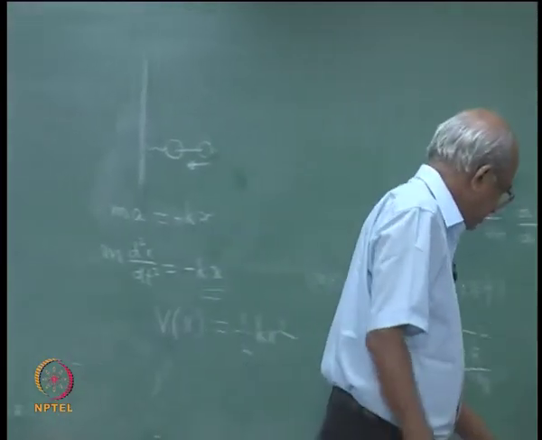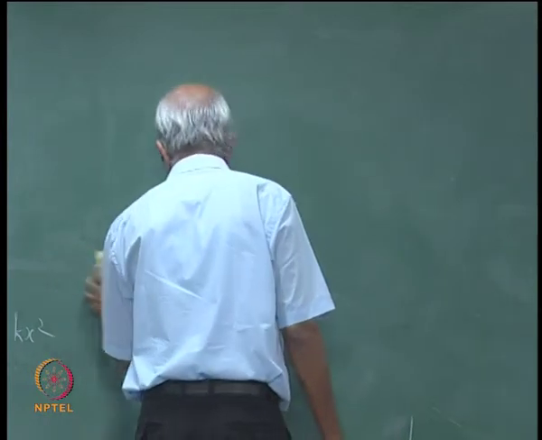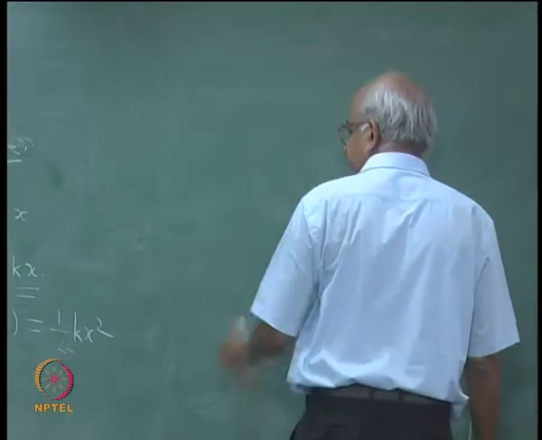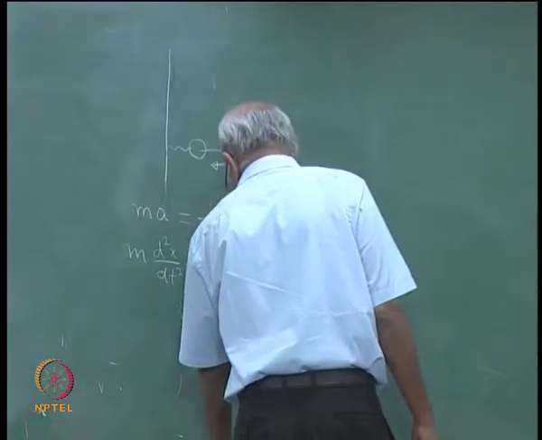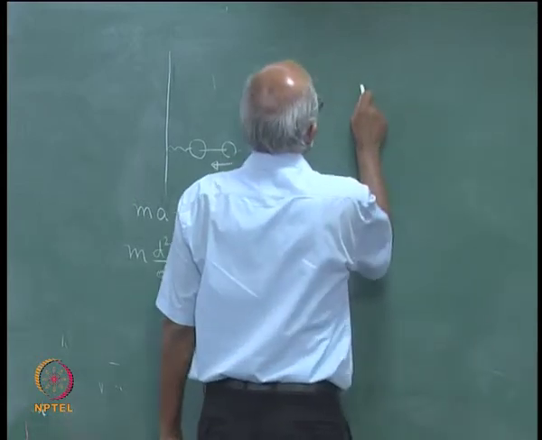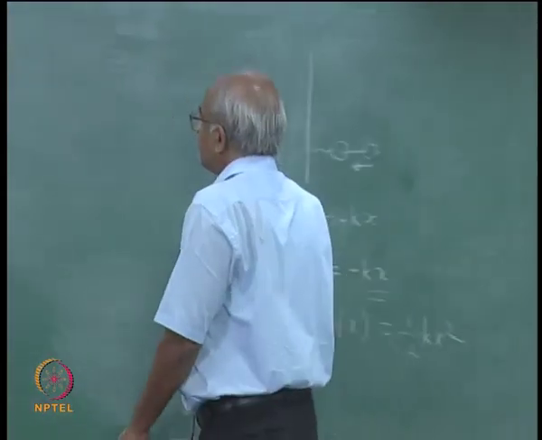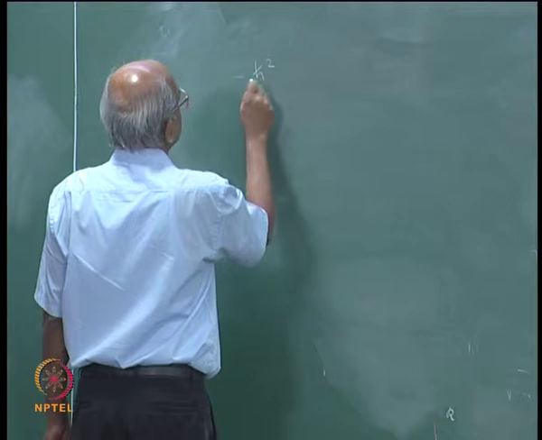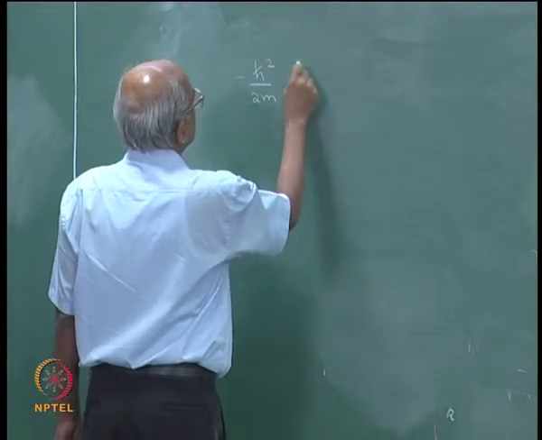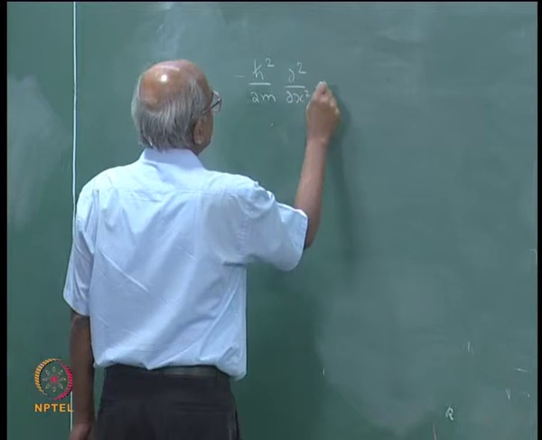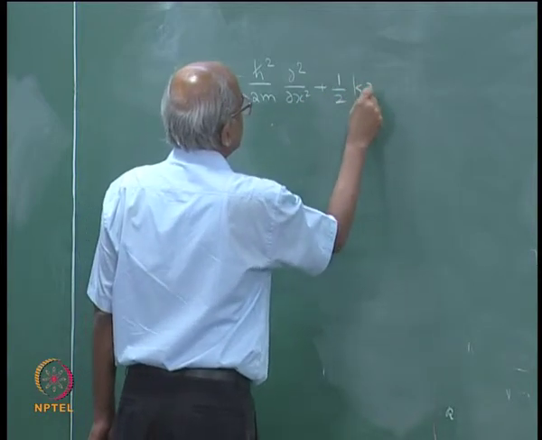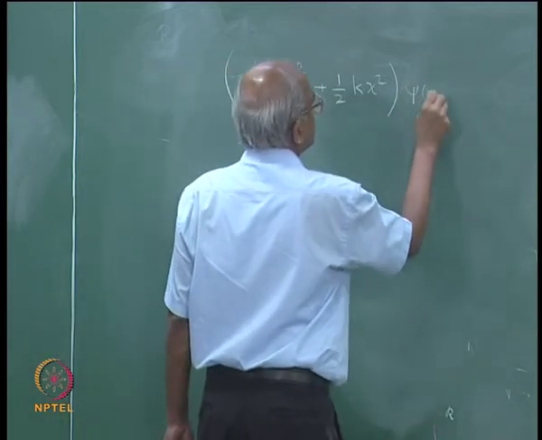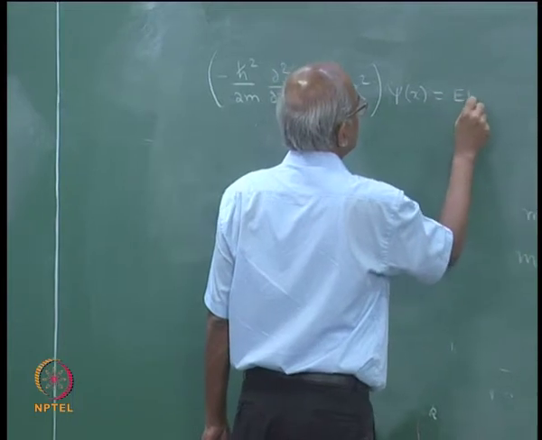So, what is of interest to us is not the classical mechanics of the system, but the quantum mechanics of the system. So, we will worry about the Schrodinger equation for the system. What is the Schrodinger equation? The Schrodinger equation is minus h cross square by 2m dou square upon dou x square plus half k x square, remember, that is the potential energy of the system, operating upon psi of x must be equal to E times psi of x.